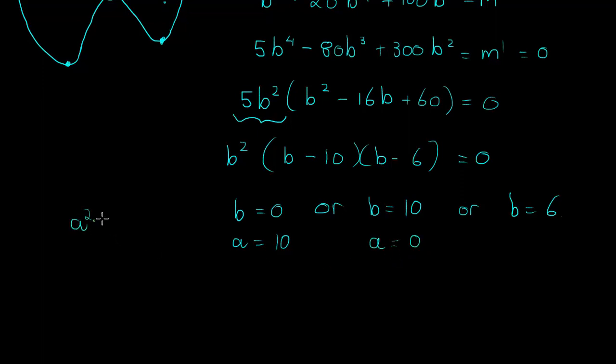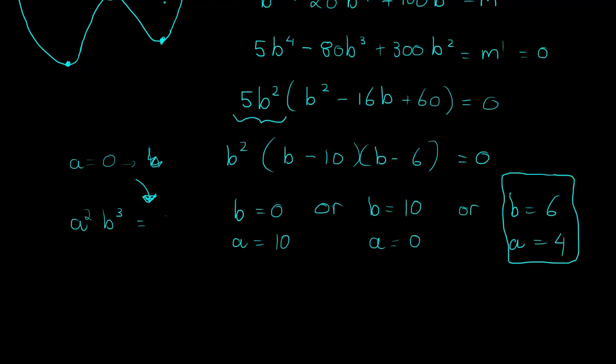So in other words, if I have a squared b cubed, if one of the two is 0, the answer is 0. So if a is 0, then this whole expression will be 0. If b is 0, this whole expression will be 0. So in this case, both of them will give a minimum, a local minimum at least. Then there's the other one where b is equal to 6 and a is then equal to 4. So this would be the maximum value.